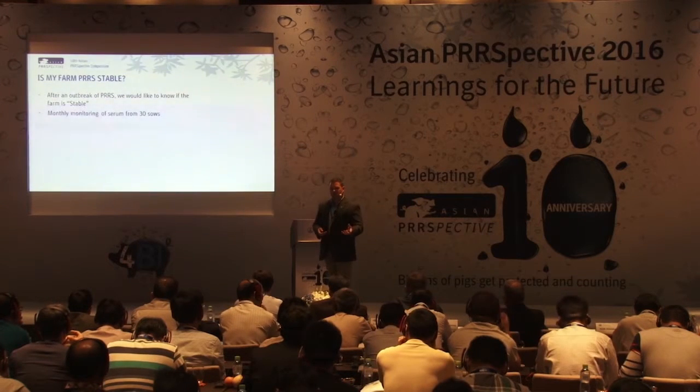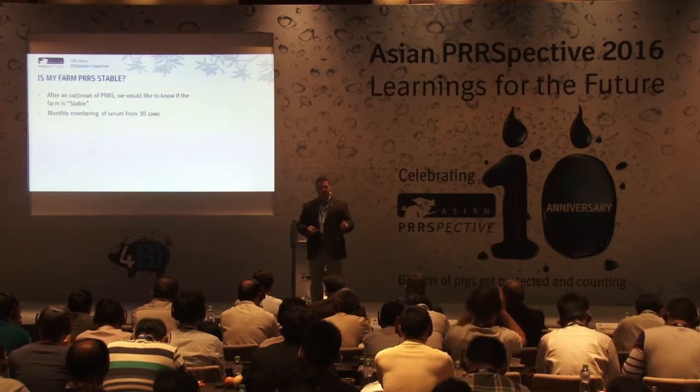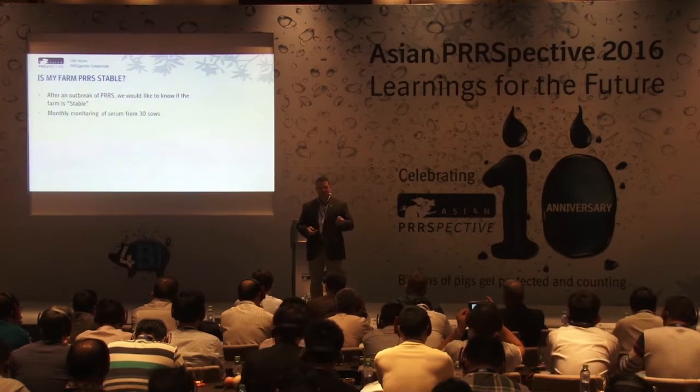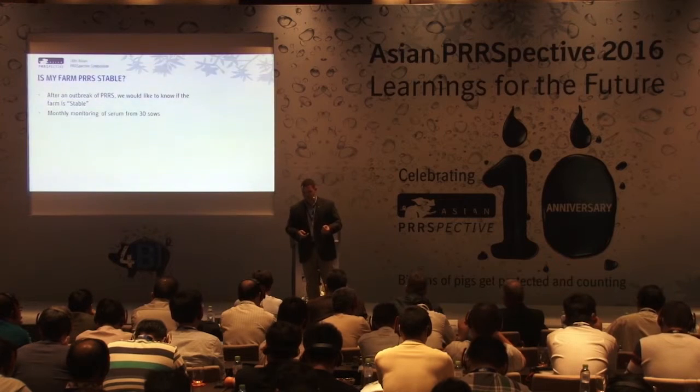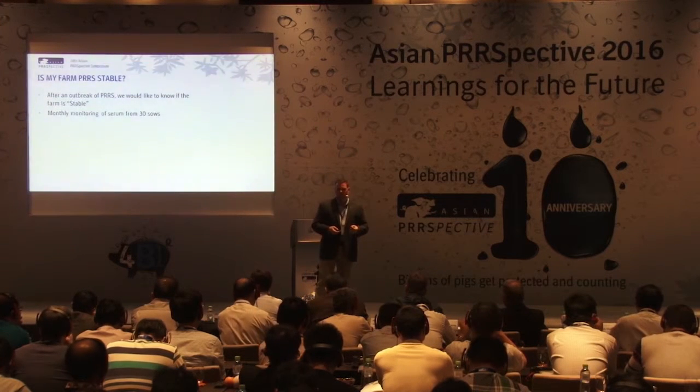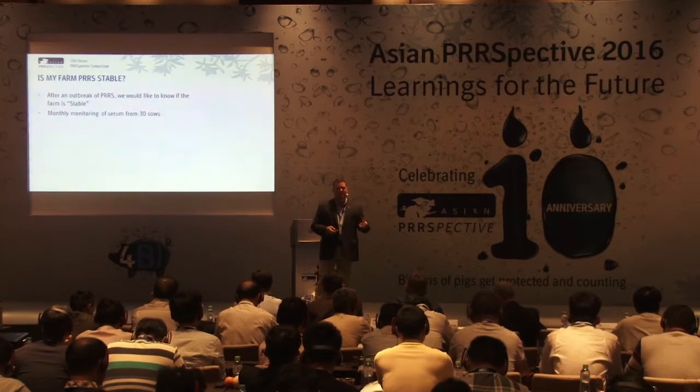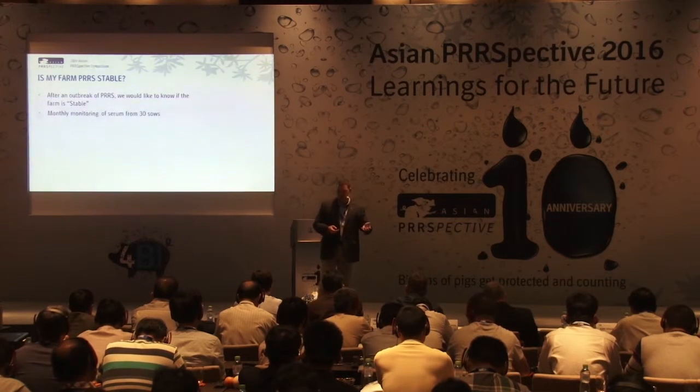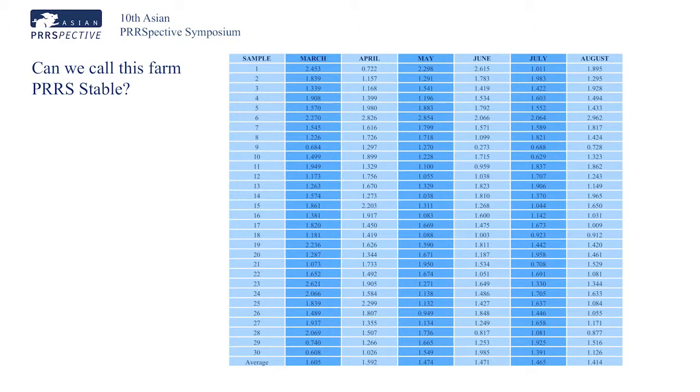So on the sow farm, we want to monitor for stability. We want to make sure that we're not circulating virus all around that farm. After a PRRS break, we start monthly monitoring of 30 random sows out in gestation, just to see where things are at. So here's the data from March, April, May, June, July, and August after a PRRS break. We see that in March we had almost all of the animals positive with an average S to P ratio of 1.6.